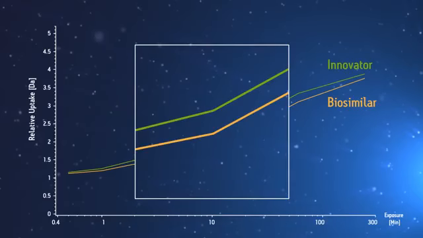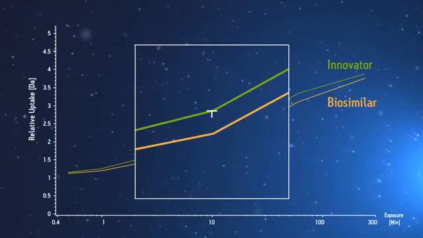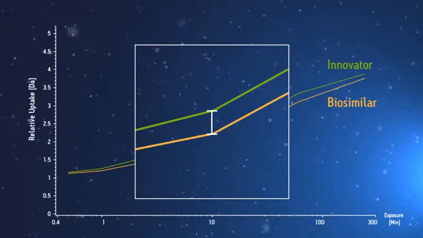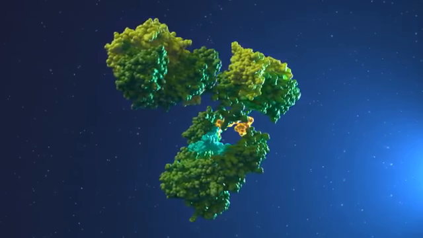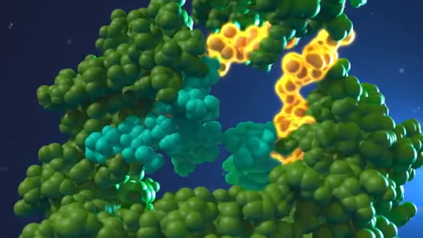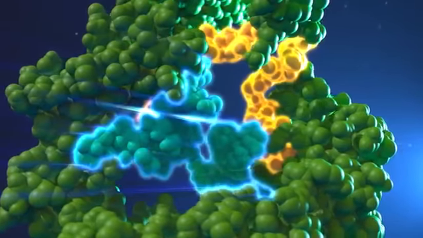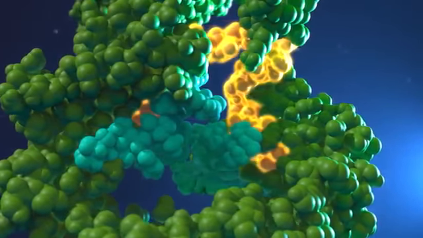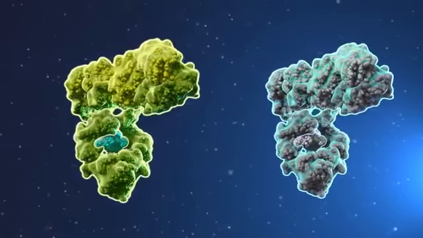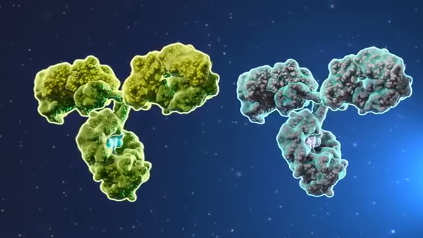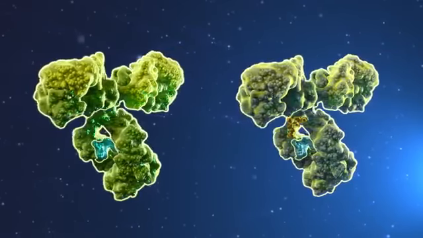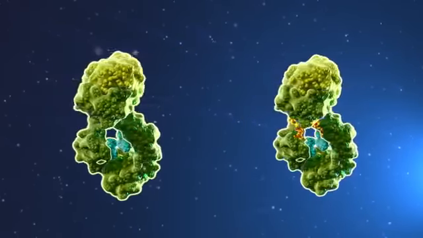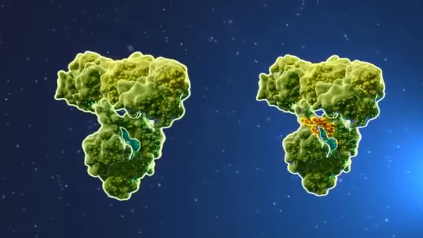Closer inspection of the data enables us to observe a minor structural difference between innovator and biosimilar. We can map these differences on the complete structure. This peptide's location suggests glycosylation may be responsible for the differences observed. HDX-MS gives us reliable insight into higher-order structure and dynamics of biomolecules and can reveal functional differences not apparent from primary structure analysis.